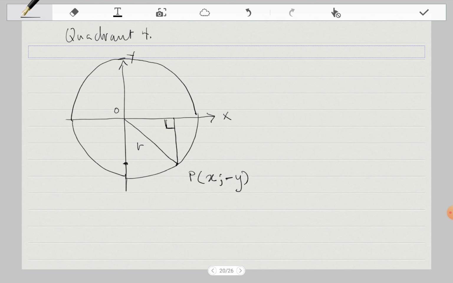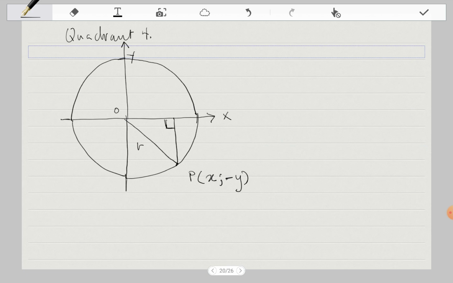Please forgive my circle. My circle's not that great, but you can see it's a circle. Let's just extend this y out a bit here. If we extend this y out a bit, perfect.